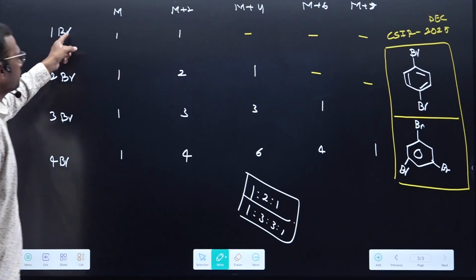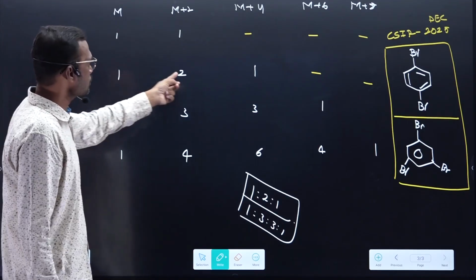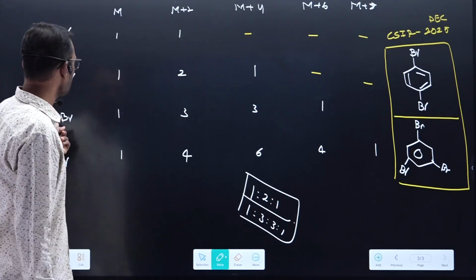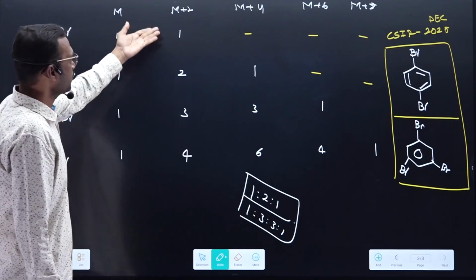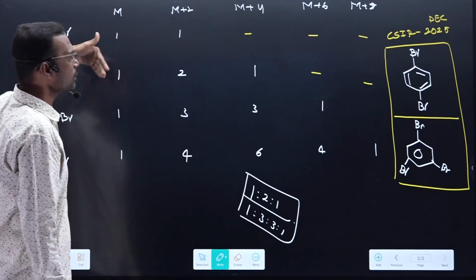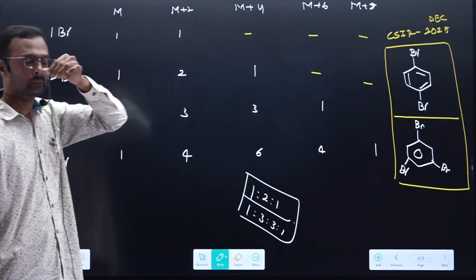If 1 chlorine is there, 3:1. If 2 chlorines are present, 9:6:1. If 3 chlorines are present, 27:27:9:1. Like that, you will get the values for chlorine and bromine, but most commonly they ask about bromine as compared to chlorine. But the formula remains the same.